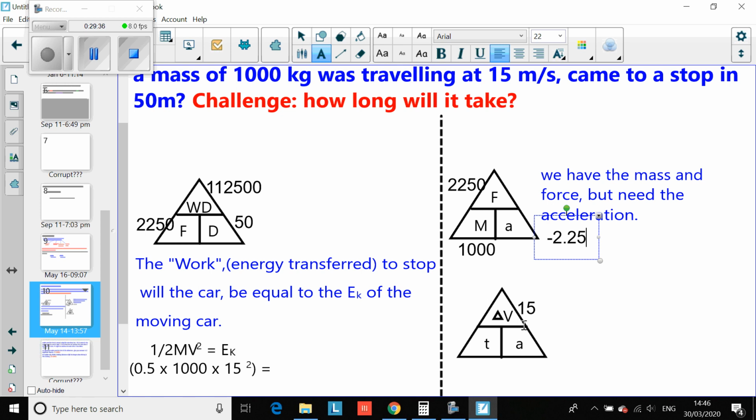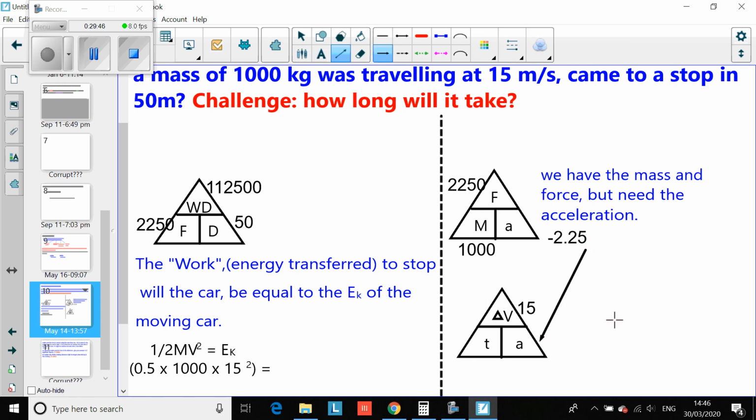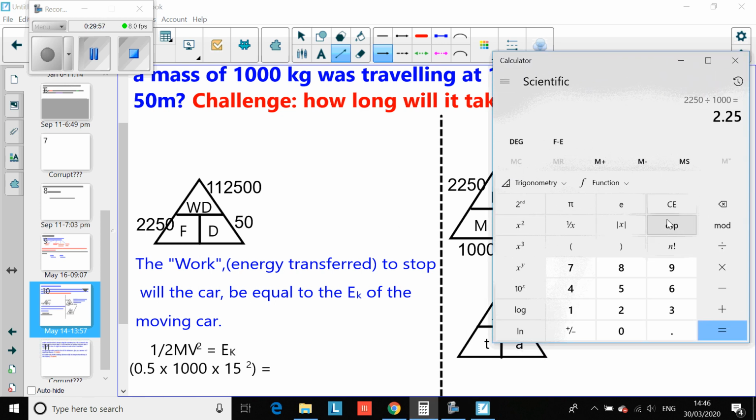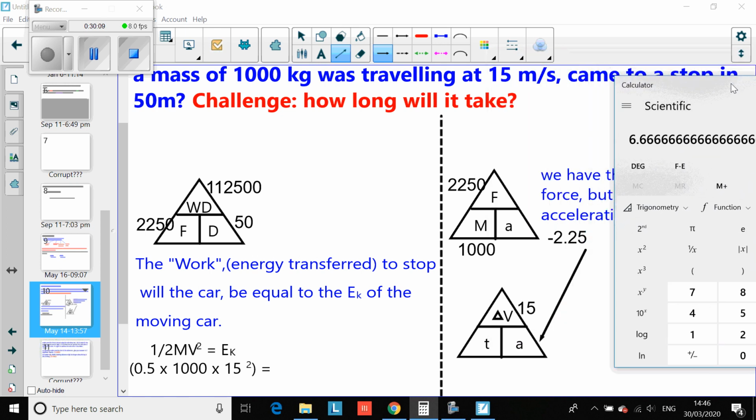And look at that. We can also put that in down there. Okay, so we simply plug that in there, and we can now do 15, which is our change in velocity, divided by our acceleration, 2.25, and we can see how long it took. So clear that. 15 divided by 2.25 equals 6.6 seconds. So that was how long it took to stop.